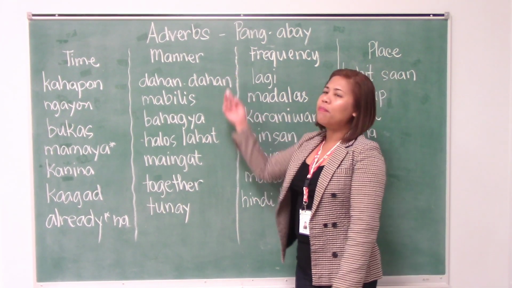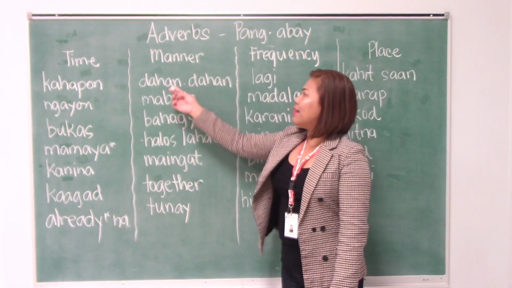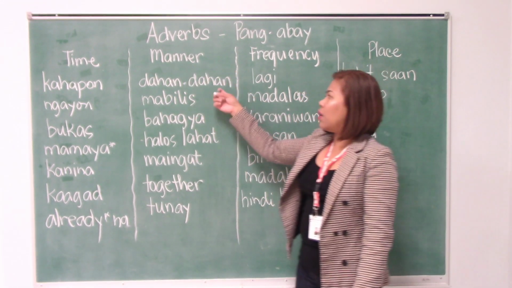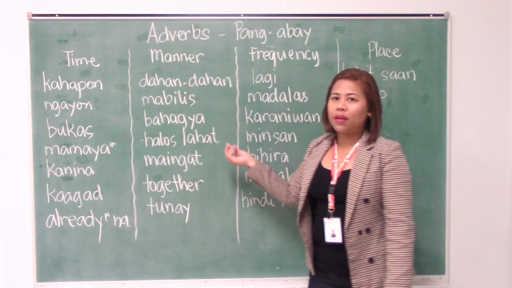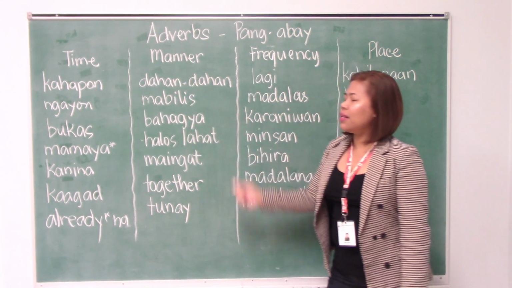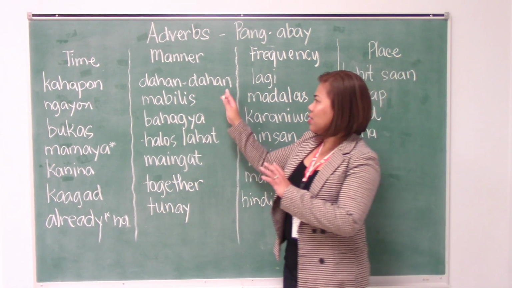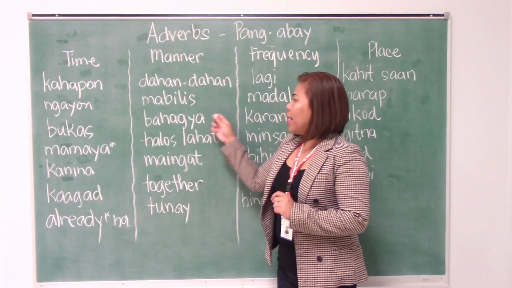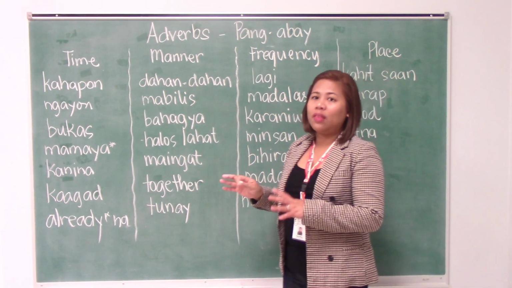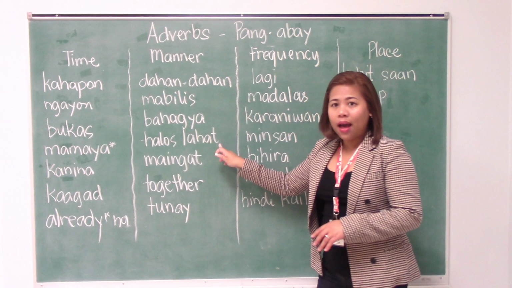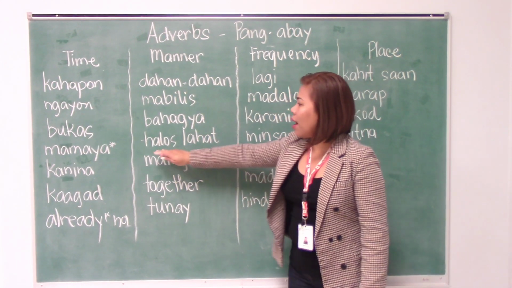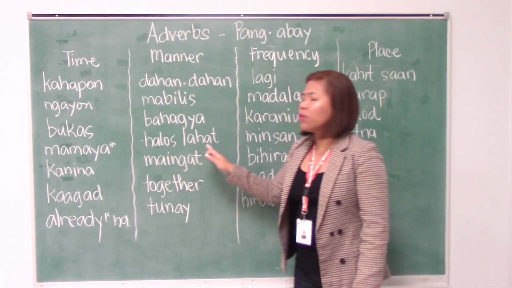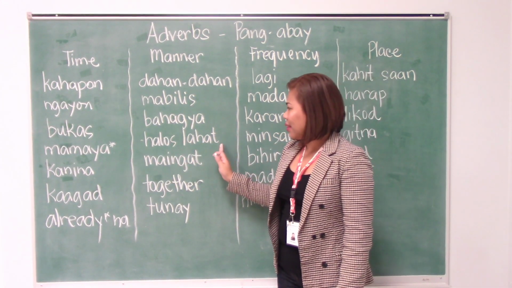We have the adverbs of manner. When we say dahan-dahan, when we repeat a word in Filipino, then we put a hyphen or a dash. So we say dahan-dahan, it means slowly. Dahan-dahan is slowly. Mabilis is quickly. Bahagya means barely. Halos lahat. Halos, so we have two words here. Halos means almost. Lahat means all. So almost all. Halos lahat.